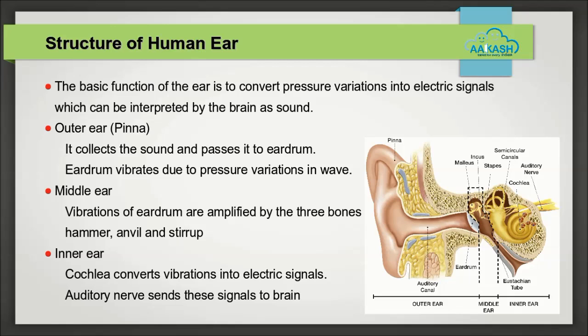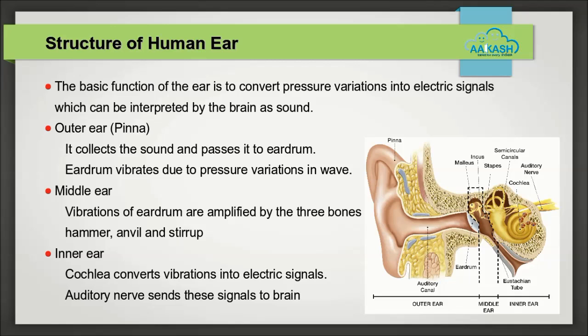The vibrations in the medium apply forces on the eardrum, which moves inwards with compression and outwards with rarefaction. The three bones in the middle ear amplify the vibrations of the eardrum. These three bones are called malleus, incus, and stapes, also known as hammer, anvil, and stirrup.